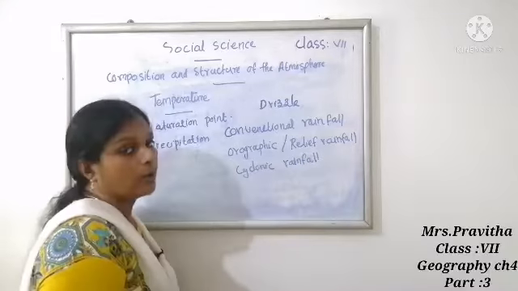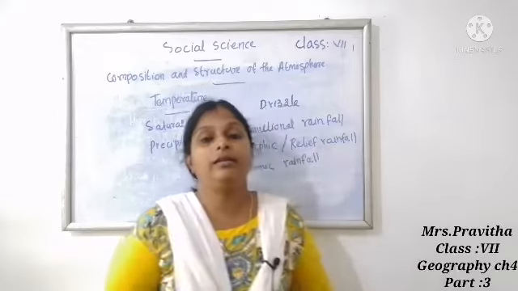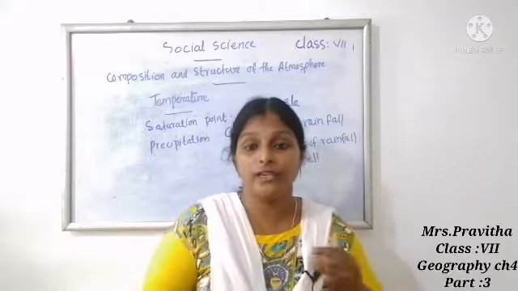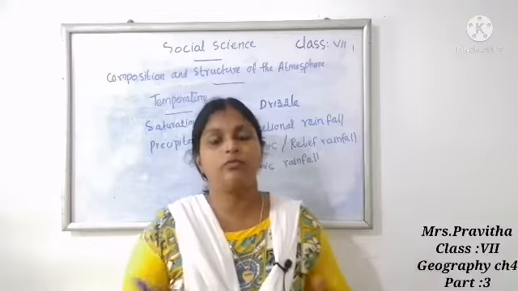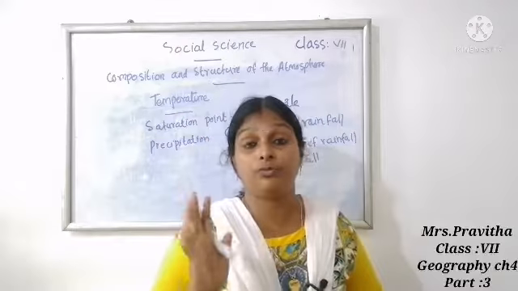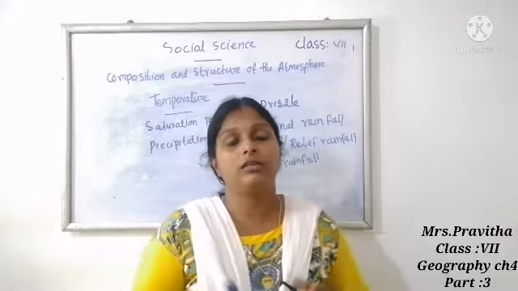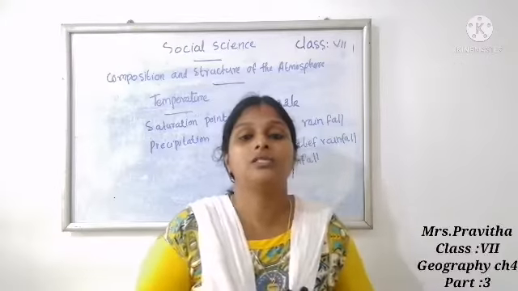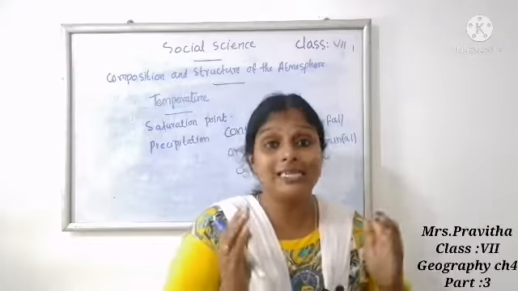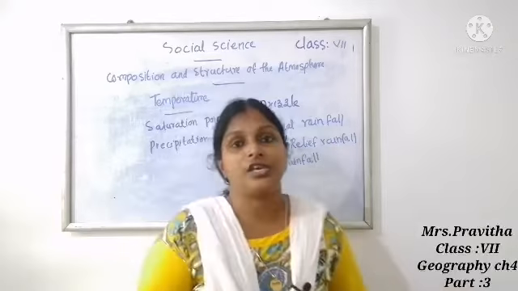Let us discuss one by one. What is convectional rainfall? When the hot air expands, what will happen? It will rise up to high altitude and it forms thick clouds, and that cloud gives heavy or sudden torrential rainfall. That is known as convectional rainfall.